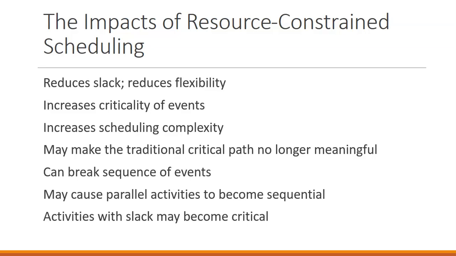We might make the critical path no longer meaningful. We might have to break the sequence of events. So as you saw in one of the examples, we had to wait to start activity 2 until activity 3 was already finished because of a constraint. We can cause parallel activities to no longer be able to happen in parallel. Then they become sequential because we don't have enough people to do them at the same time.